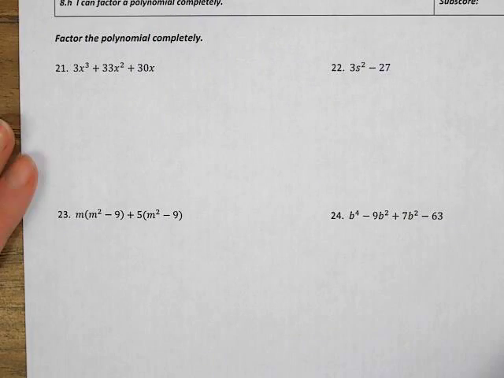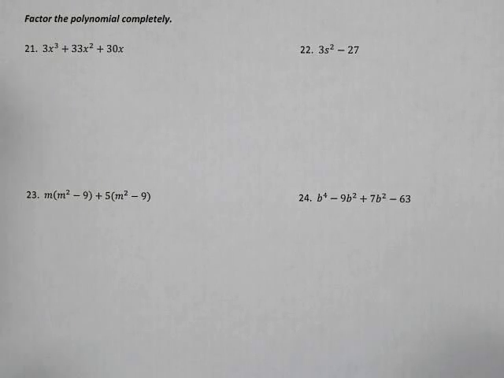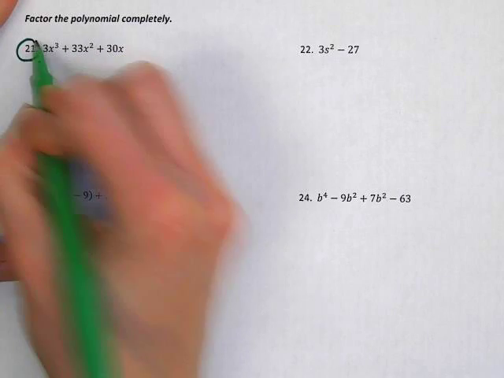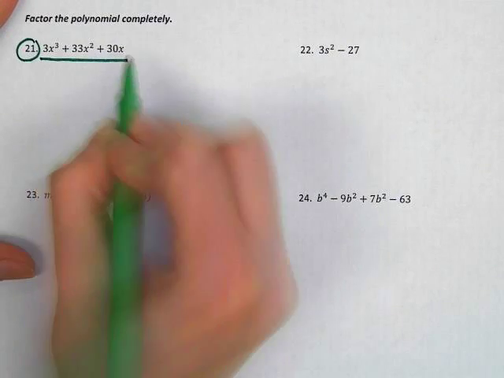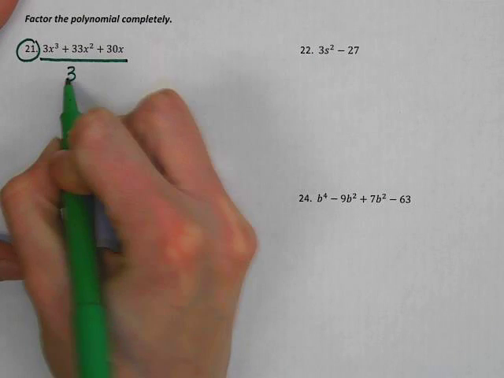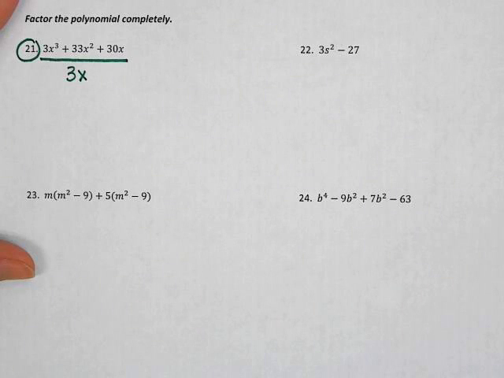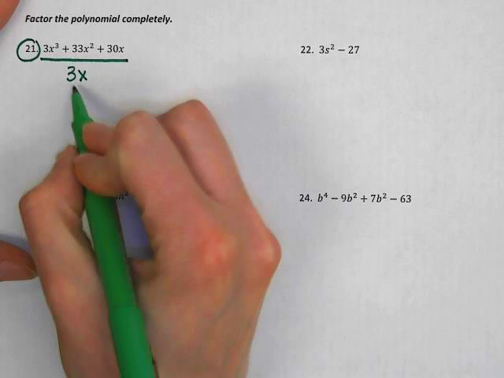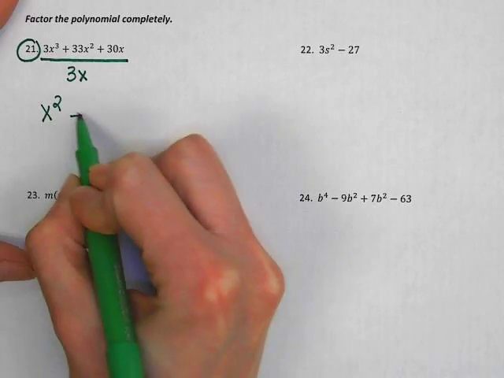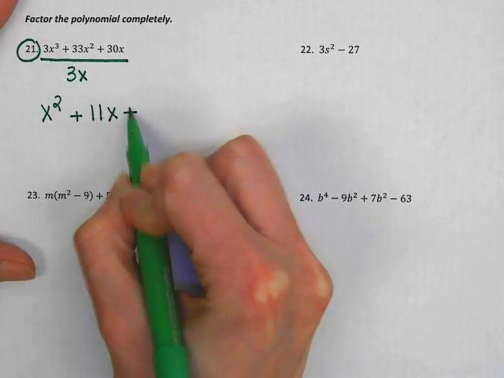And the last section, factor completely. These are problems that might have multiple steps. So I actually want to do two of these. Let's do number 1 first. What is the GCF? What can you guys divide every single piece by? And hopefully you're thinking 3x. All right, let's do that. If you divide every piece by 3x, you get x squared plus 11x plus 10.